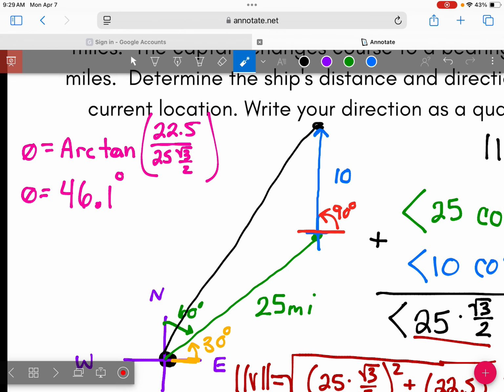So how would we put that as a bearing? If this guy is that theta, I'm going to move that a little further out. Which angle is that? Hang on, I'm redrawing it just because it was in front of all those other numbers. This is the angle that we got that was 46.1.